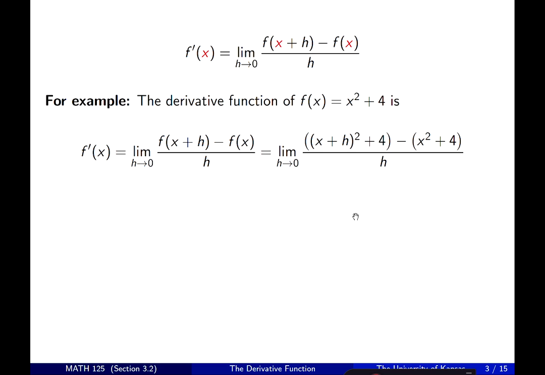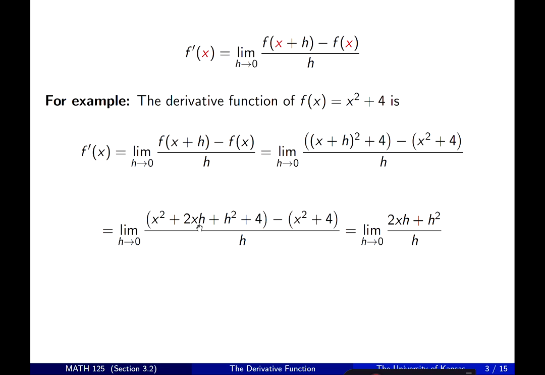And how do I look for that? By expanding (x plus h) to the power 2, and we get x squared plus 2xh plus h squared, plus the 4 over here, minus (x squared plus 4). Two terms simplify, you end up with 2xh plus h squared divided by h, and then factor out that h that was bothering you, and so you basically end up with 2x plus h. And now I can plug in h equal to 0 because it's not an indeterminate form, and I get 2x. And that's the derivative of x squared plus 4.